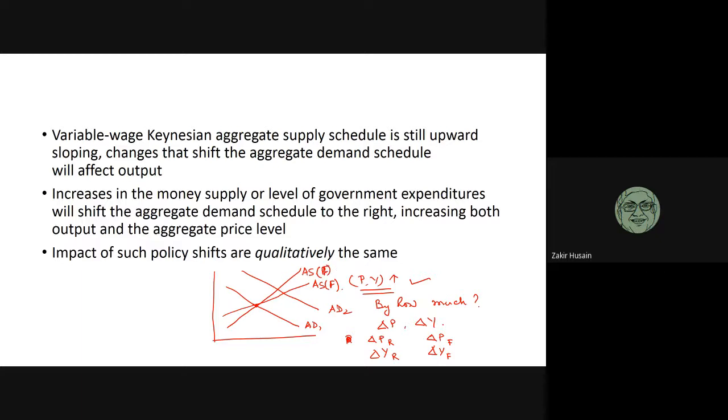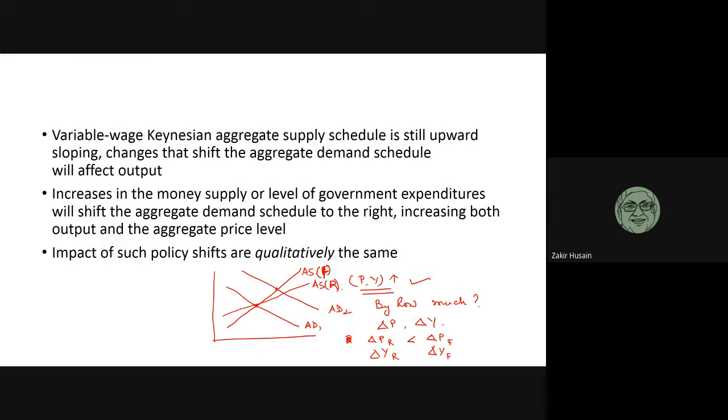So this is the flexible and this is the rigid case. Okay. So this is the flexible case, this is the rigid case. So tell me that in this case, where is the output level higher? Flexible case, it is higher, the price increase is higher in the flexible case.